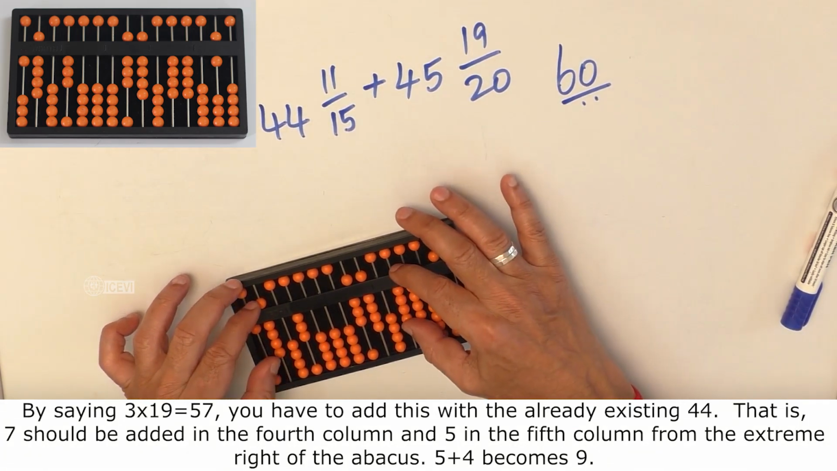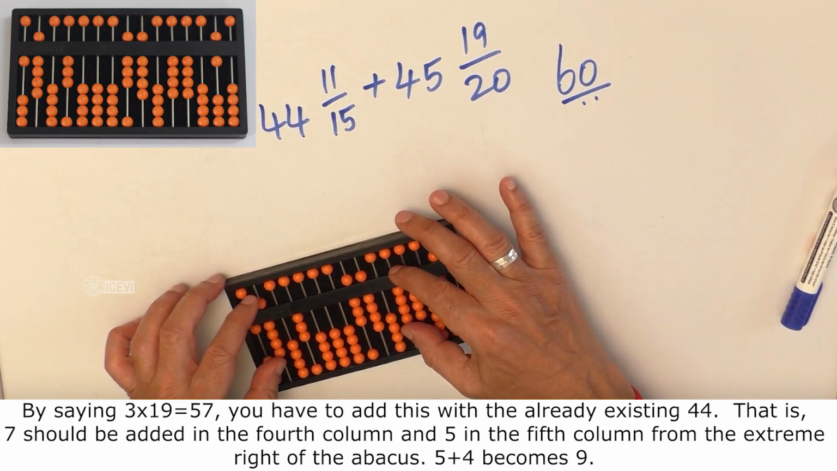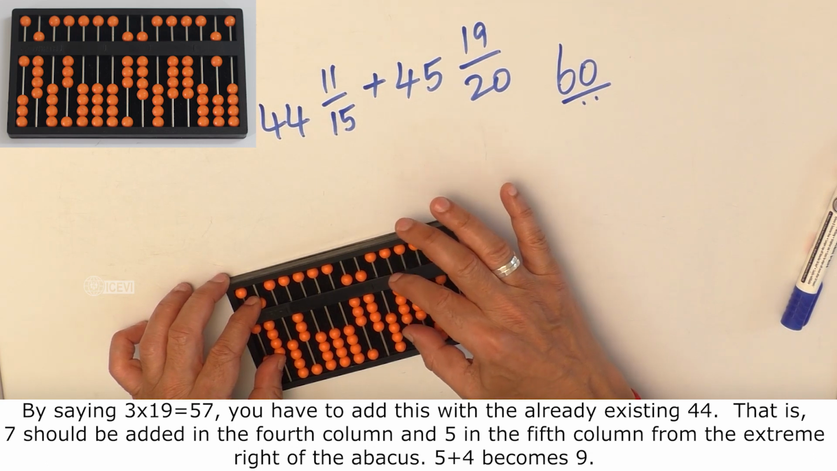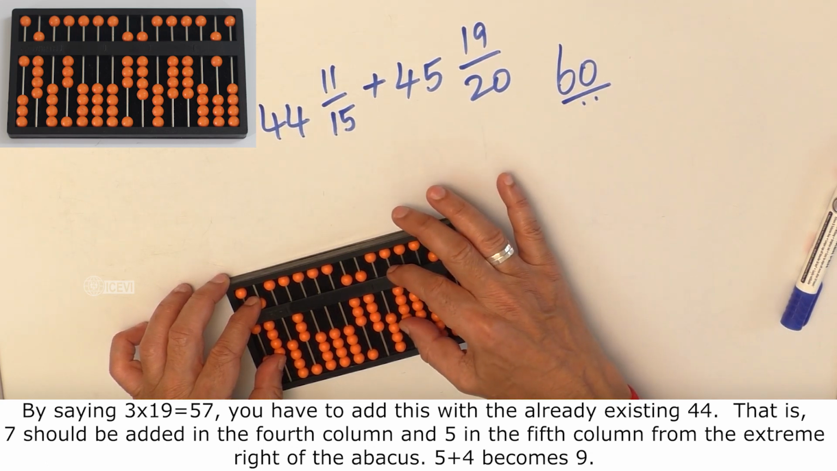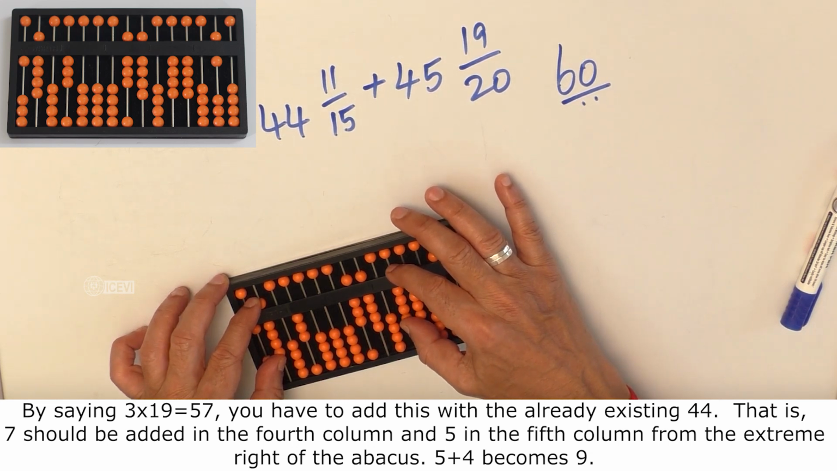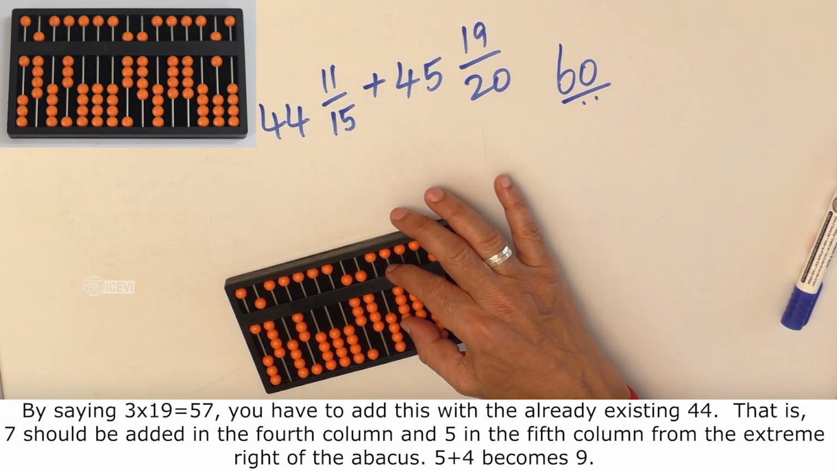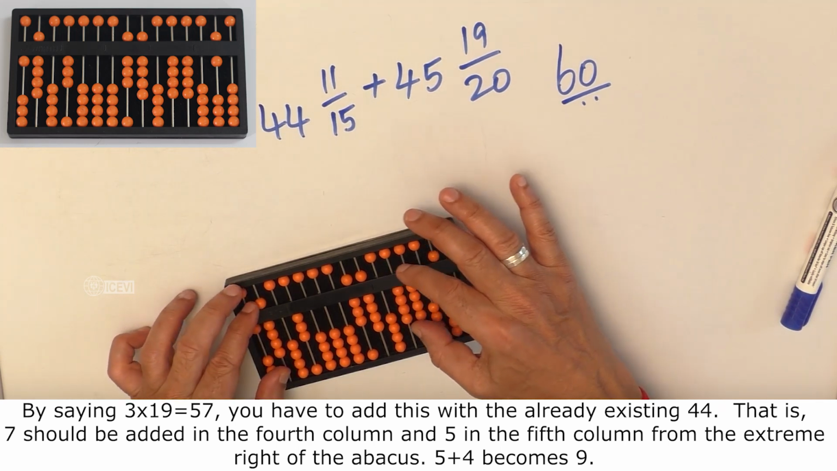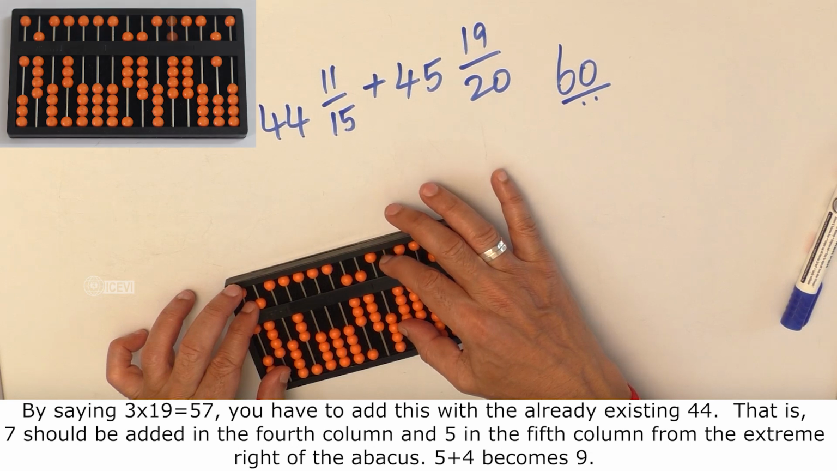By saying 3 multiplied by 19 equals 57, you have to add this with the already existing 44. That is, 7 should be added in the 4th column and 5 in the 5th column from the extreme right of the abacus. 5 plus 4 becomes 9.